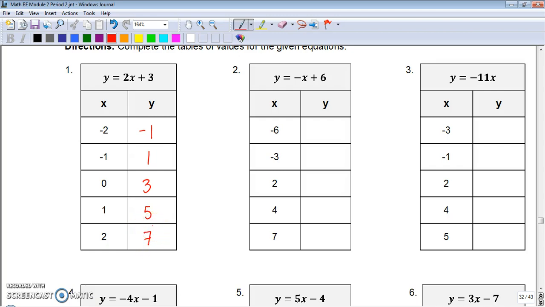You'll notice I'm doing these by hand. You should not be using a calculator for these tables. These values you should be able to do showing all your work, being careful of your integer rules.